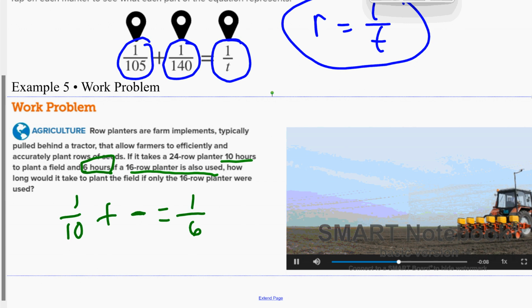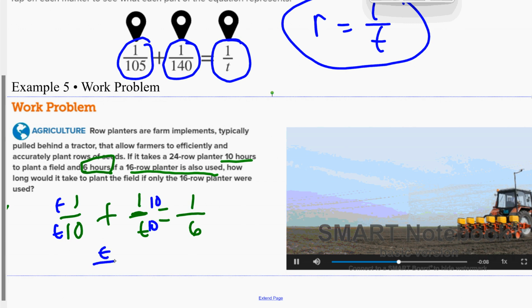And then for the 16-row planter, we don't know how long it would take that tractor to complete the job by itself. So 1 over, you can just say t, and then we can solve for t, our time. So we really just have a fraction here that we can solve. We can do a common denominator if we want to, and add, and then we could do a cross product, which is fine. We can multiply this one by t and this one by 10.